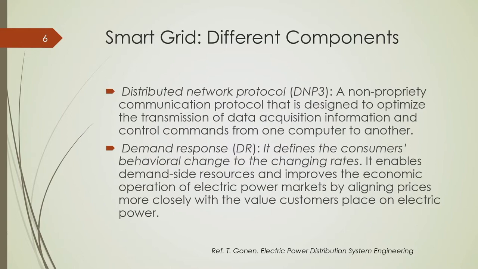Okay. Now, since we are talking about the communication system, we will have some communication protocol, and there is the distributed network protocol, DNP, whose definition is a non-proprietary communication protocol that is designed to optimize the transmission of data acquisition information and control commands from one computer to another computer. Then the next definition is demand response, which is somewhat known to you, because I discussed demand response in the last part of module 1, to be more precise, where I discussed various types of demand response activities. Okay.